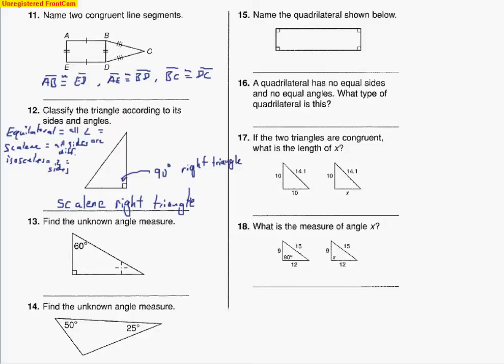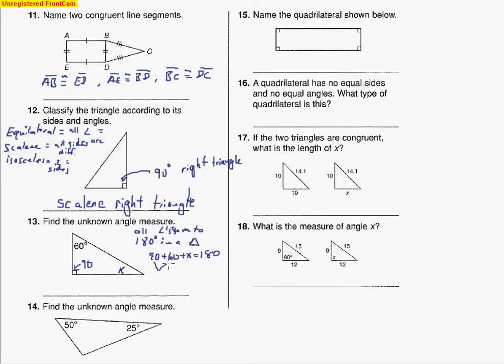Find the unknown angle measure. So this is the unknown measure right here, x we'll call it. Well, this symbol tells me that I have a 90-degree angle. So what we have to know is all angles sum to 180 degrees in a triangle. And so if that's the case, I'm going to add them all up. 90, I'll start with, plus 60 plus x, all sum to make 180.